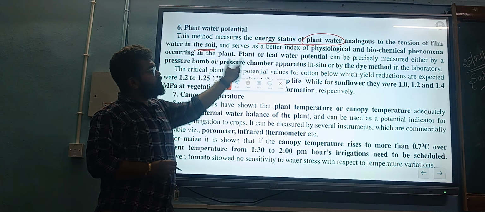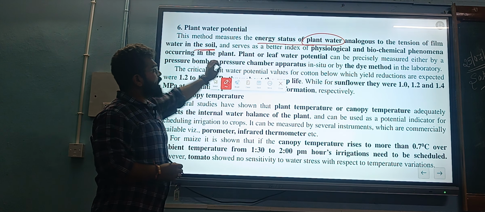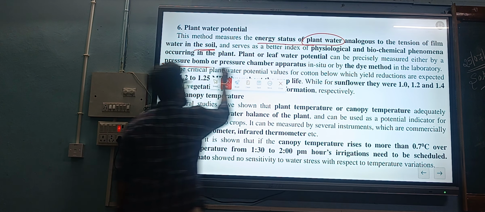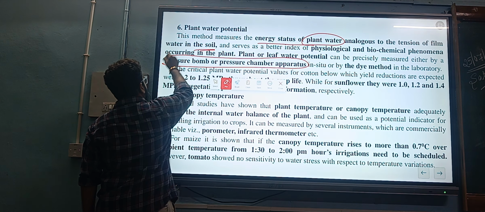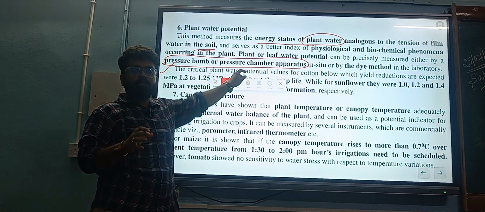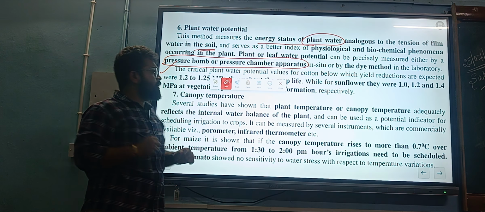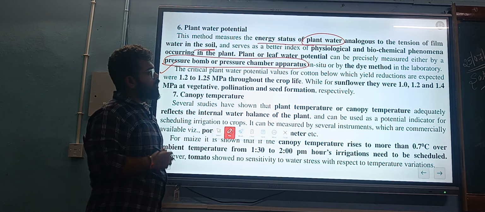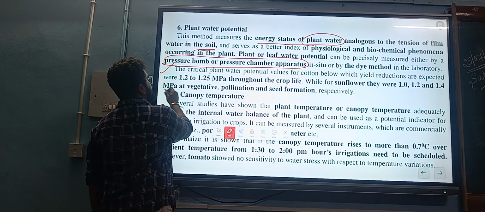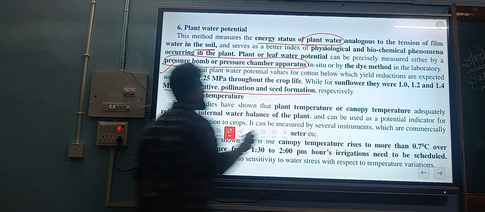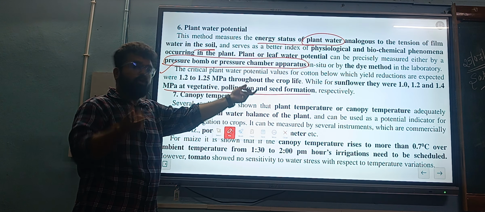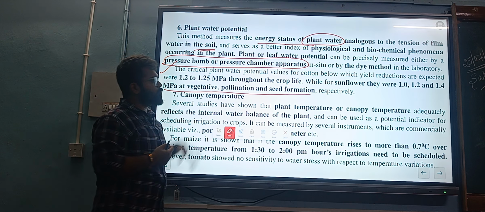So, the better index of physiological and biochemical phenomena occurring in the plant, the plant leaf water potential, can be precisely measured either by a pressure bomb or pressure chamber apparatus. So, a specialized device is used for the plant water potential measurement. We call it a pressure chamber apparatus or pressure bomb apparatus, which determines the soil plant water status or tension. For sunflower, we see here 1.2 to 1.4 megapascal at the vegetative, pollination and seed formation stage. So you have to bring it to that condition. If the conditions are very low than that, you have to go for irrigation. So this is the plant water potential approach.